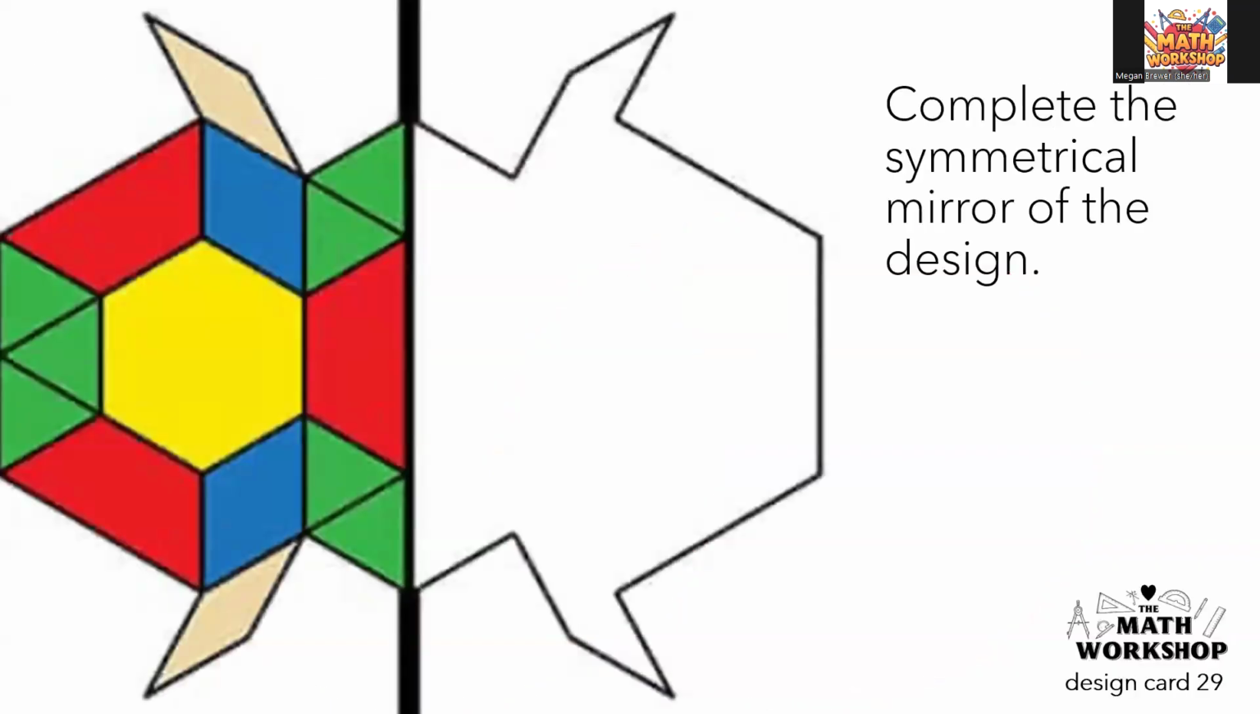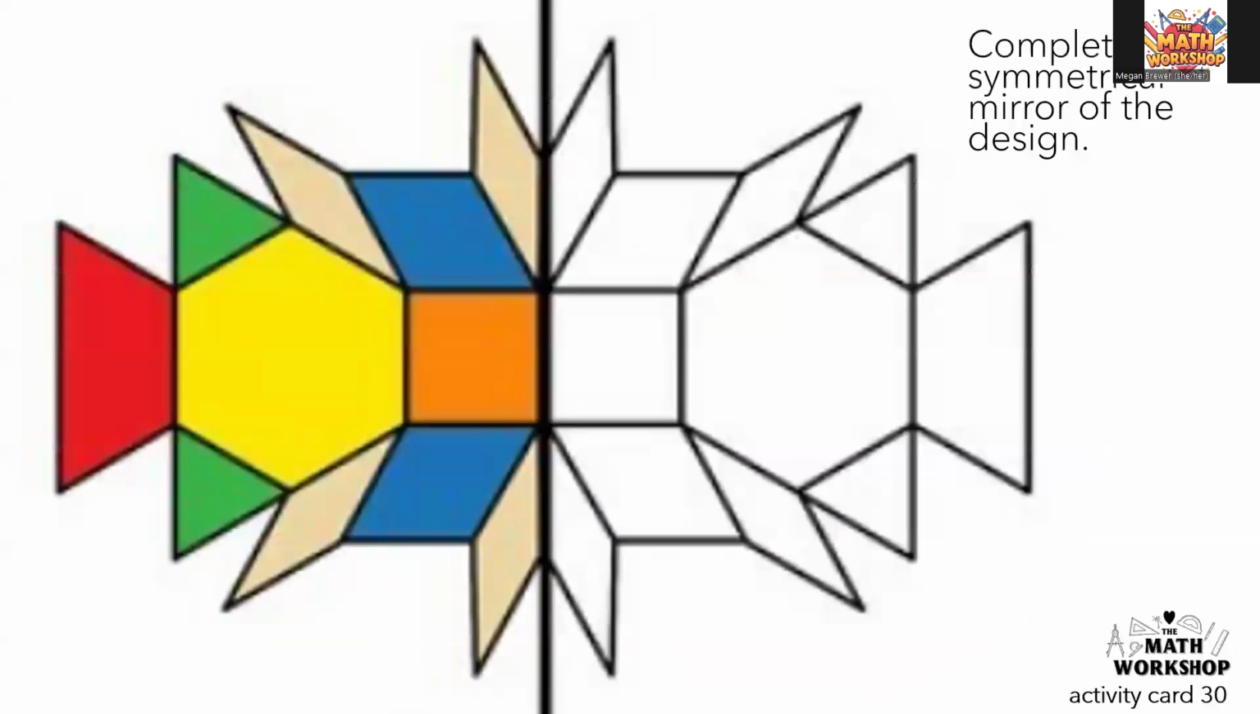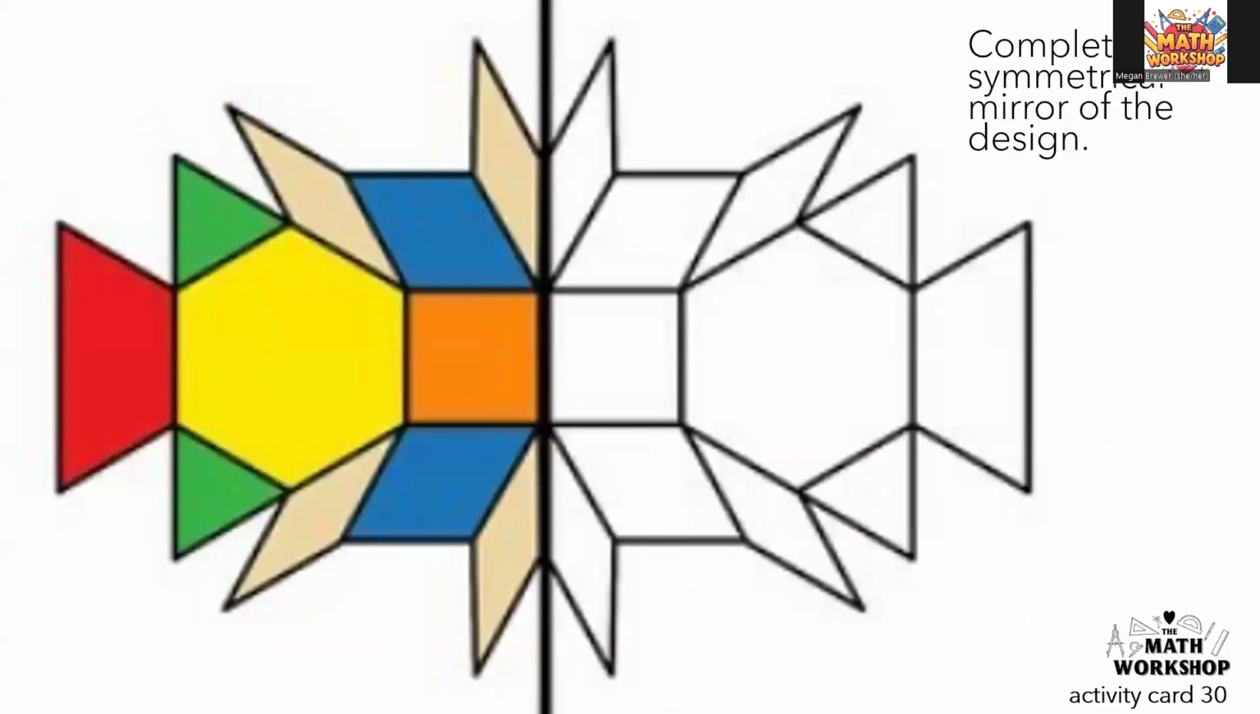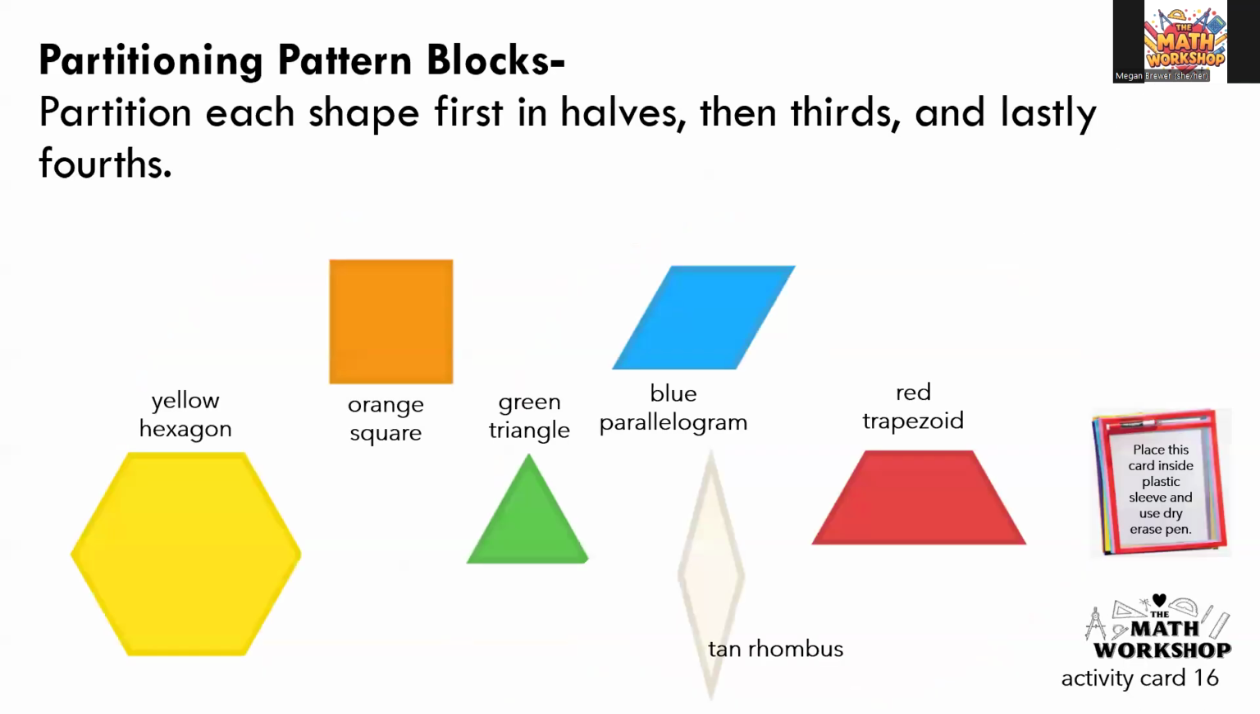Then we've got some complete the symmetrical mirror of the design. Notice this one does not have the tracing of the lines, and this one does. Create half of the symmetrical design and have someone else finish the other half, or the child could finish the other half. Now we're getting into second grade, partitioning pattern blocks.